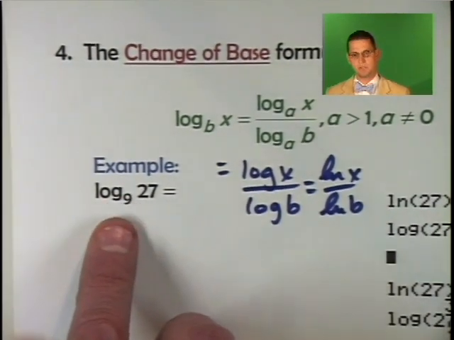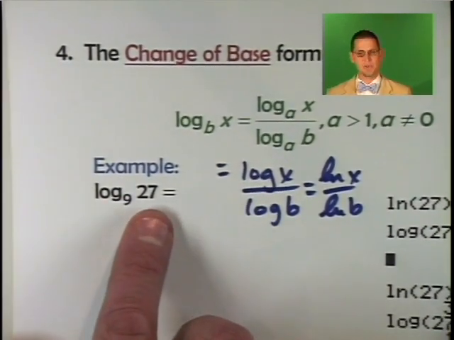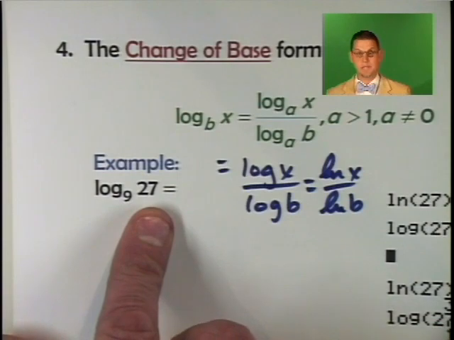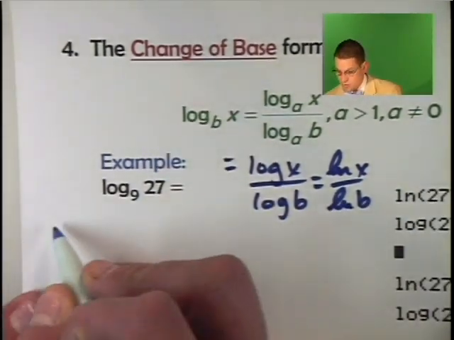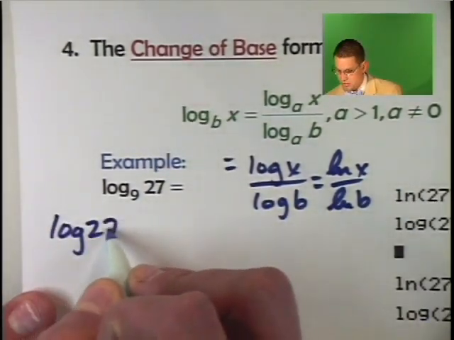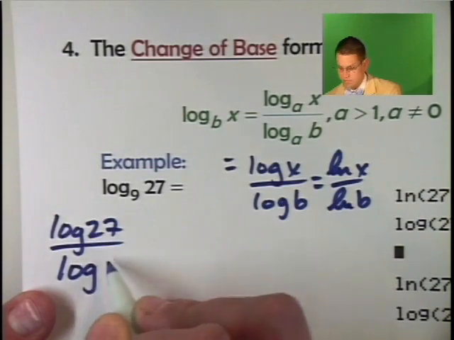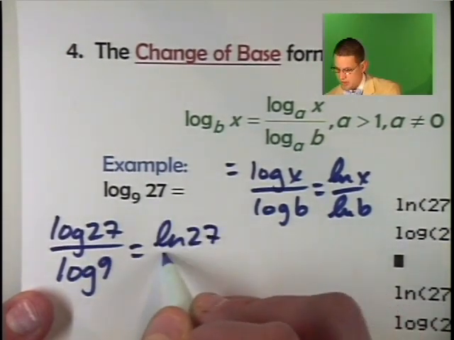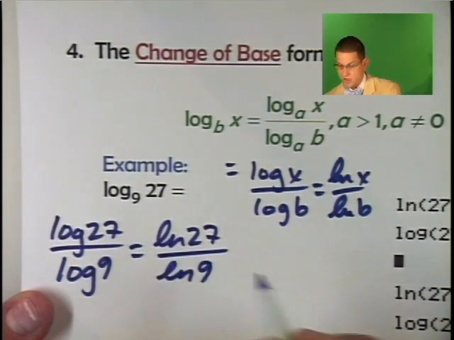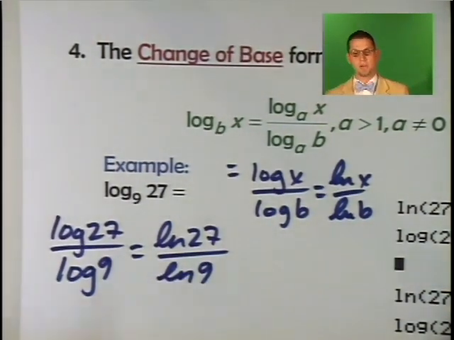Now let me show you how to do this. Log base 9 of 27. If we want to know what that is, we don't have base 9 in our calculator. We only have 10 or base e. We can write it using the change of base formula. So we can write it as log of 27 divided by log of the base 9, which should be equivalent to the natural log of 27 over the natural log of 9. And those you can directly punch into your calculator.